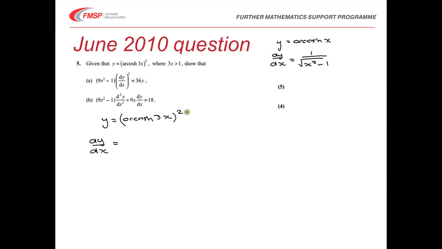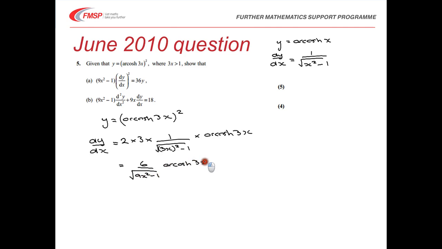So by the chain rule, this 2 will need to come down. We'll also need to differentiate this bracket, which means we'll get another factor of 3 at the front. So we differentiate arc cosh, but then we're applying that with 3x, so it'll be 1 over, and rather than just x squared, it'll be 3x squared minus 1. And then of course we're going to have the original bracket there, but to the 1 less power, so that will just be arc cosh of 3x. So it looks like dy by dx is 6 over the square root of 9x squared minus 1 times arc cosh of 3x.